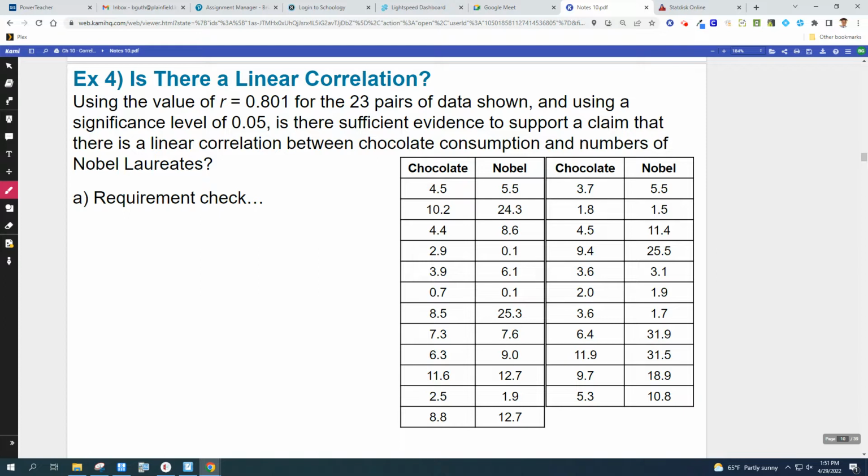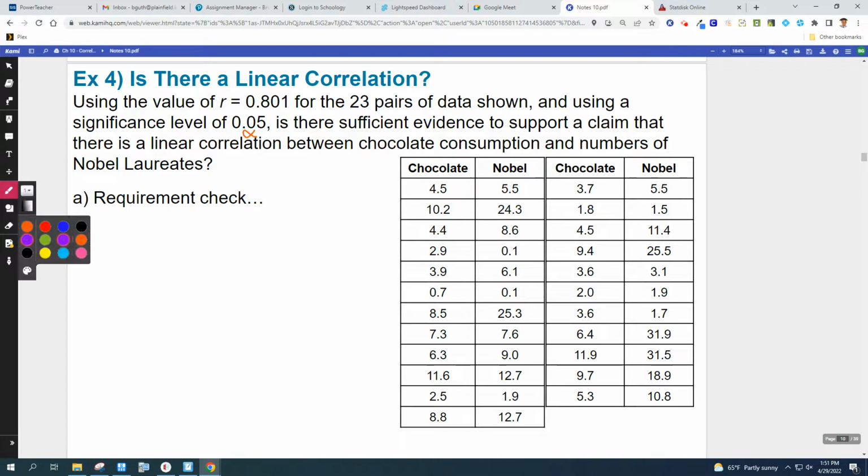Now, they take the same problem, the chocolate and the Nobel Prize winners, and this time they give me 23 pairs of data, not just 5 points, but 23 points. And so if you were doing this on your TI, you would need to enter in those 23 data points. It says using the value for r equal 0.801 for these 23 pairs of data and using a significance level, remember that was alpha, of 0.05, is there sufficient evidence to support a claim that there is a linear correlation between chocolate consumption and numbers of Nobel winners?